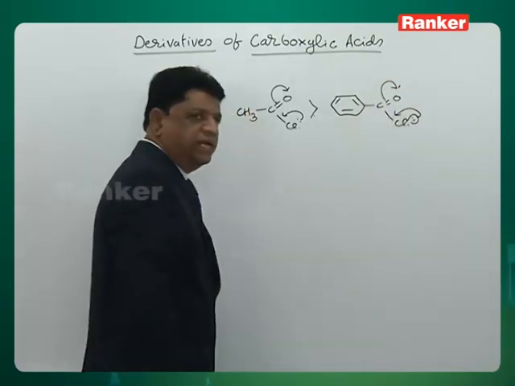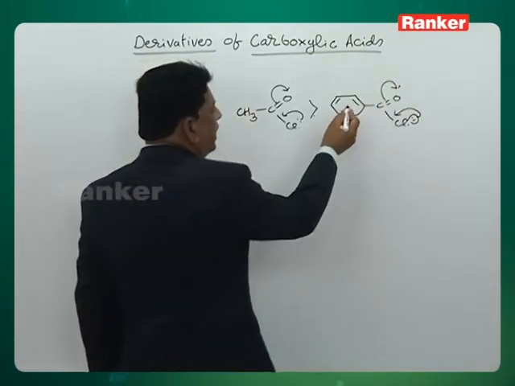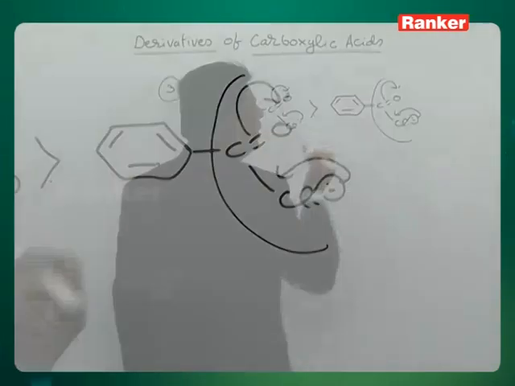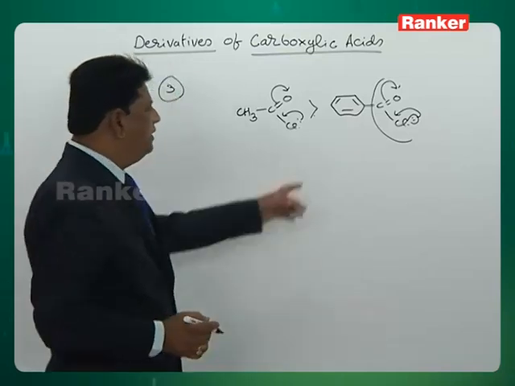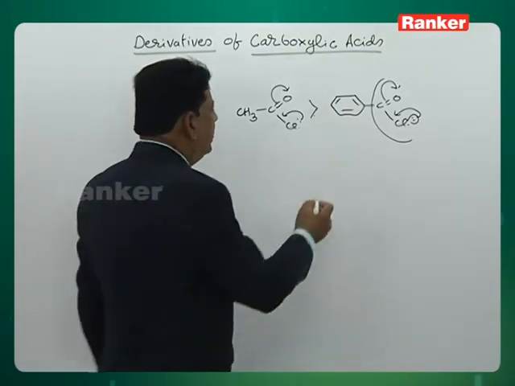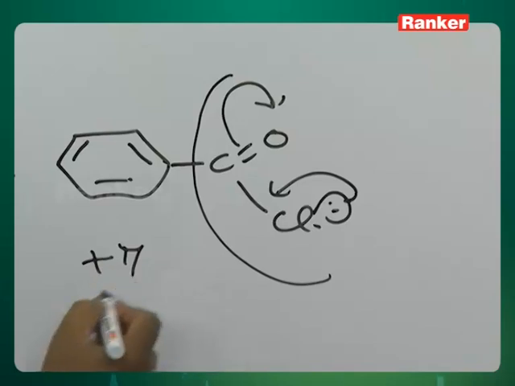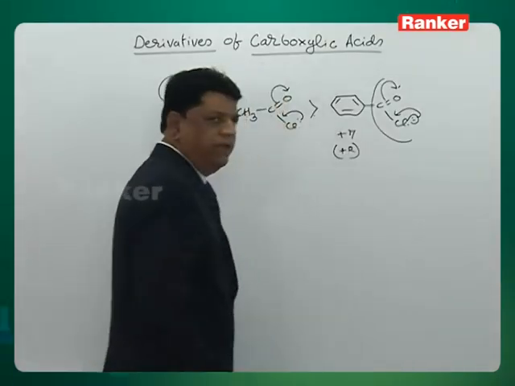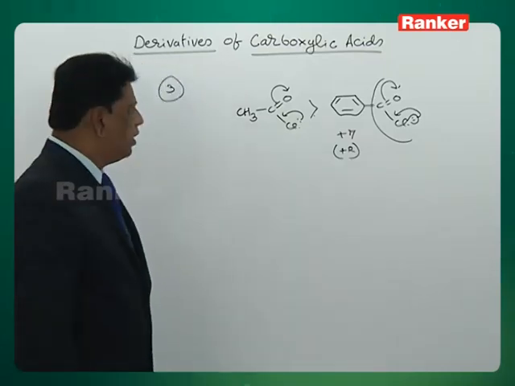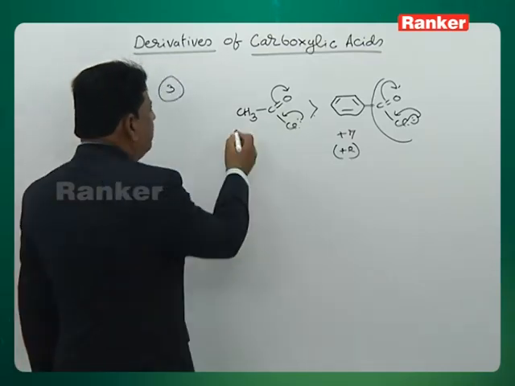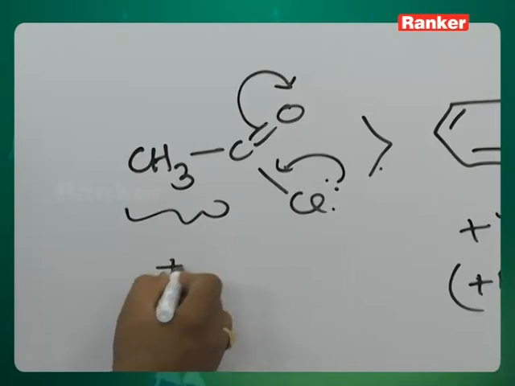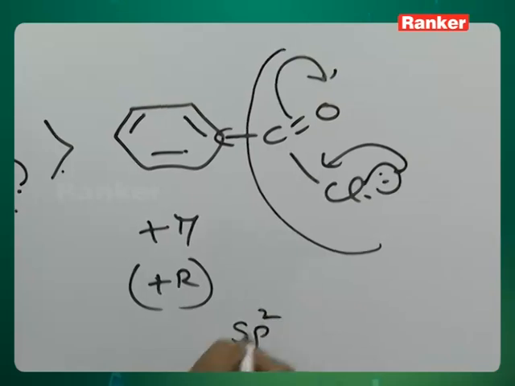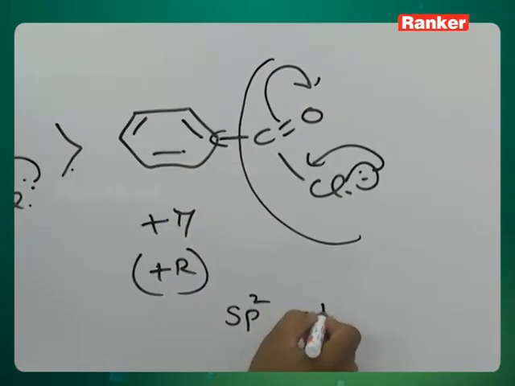Because of this resonance, the benzene resonance will not be entertained with this particular carbonyl group resonance. Therefore, the plus M effect, or what you say the plus R effect, of benzene will not come into the picture of this acid group or acid chloride. We only have to consider that the methyl group shows a plus I effect, and the sp2 carbon shows a minus I effect.